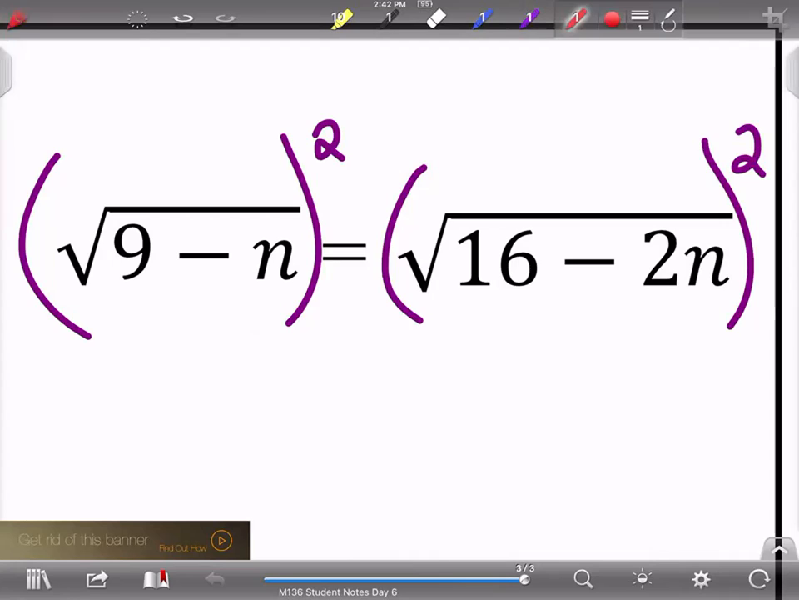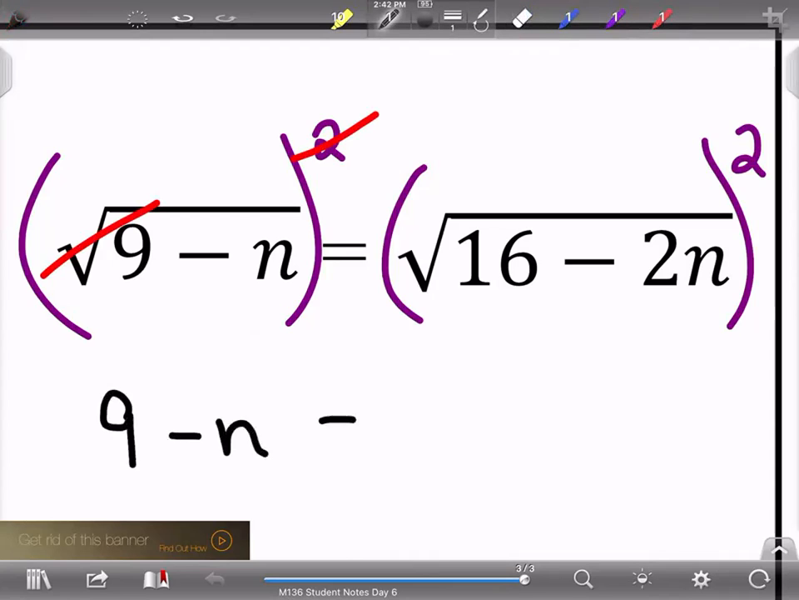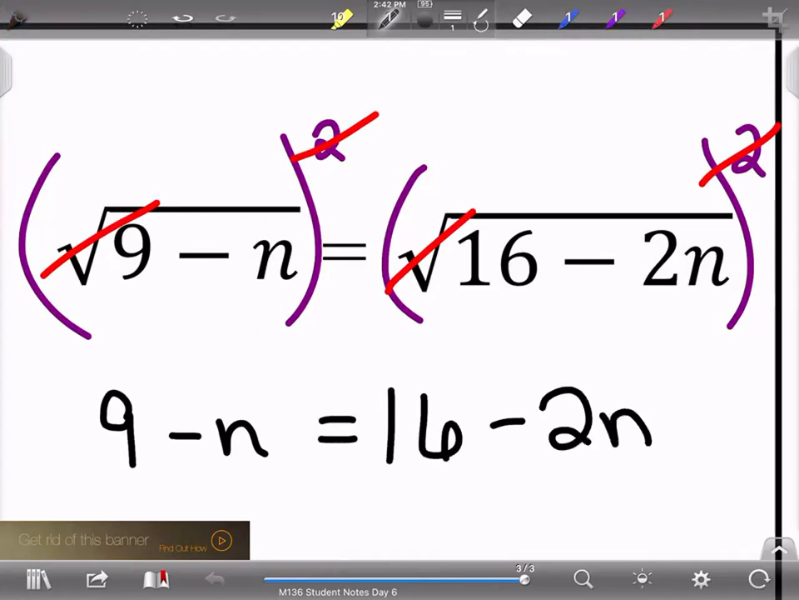Well, great things happen when you square both sides of this. The square root on the left with the square are going to cancel, leaving you with 9 minus n. And then on the right side, the squared and the square root cancel each other out, leaving you with 16 minus 2n. There's no quadratic here because there's no n squared.